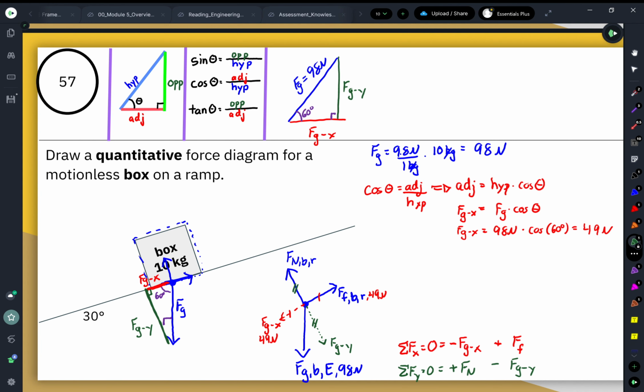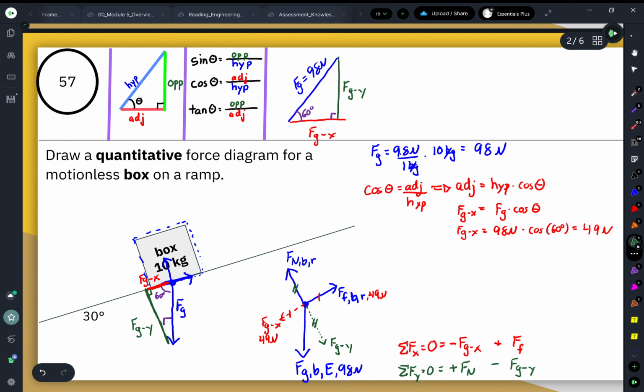Now that just leaves our force of gravity dash y. The force of gravity dash y is on this side. That is opposite to the angle. So that means that we can use our sine function. Actually, at this point, seeing as we know the length of the adjacent side, we even could use the tangent if we really cared to. But I'm going to go with the sine side.